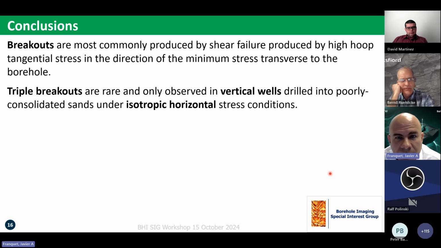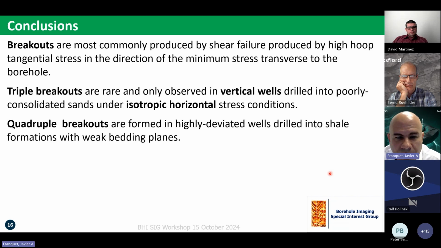Triple breakouts are more rare and so far only observed in nature in vertical wells, in poorly consolidated sandstones under isotropic horizontal stress condition. They can be reproduced in more competent rock like sandstones, but are not commonly seen in borehole images. So far, we have only seen them in poorly consolidated sands. They're very soft and plastic. That's why the horizontal stresses tend to be isotropic.